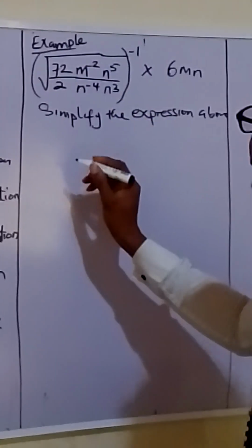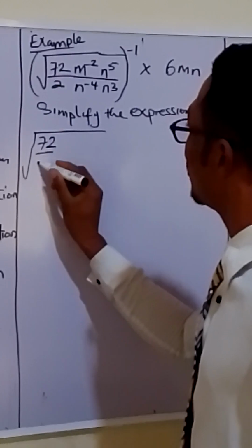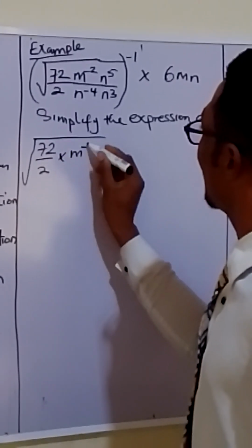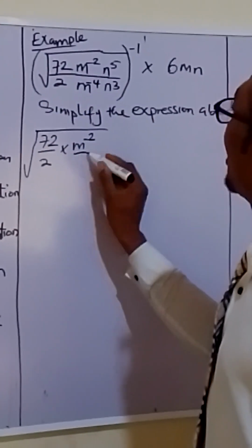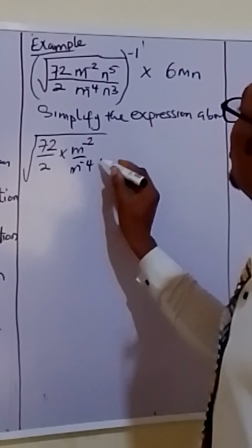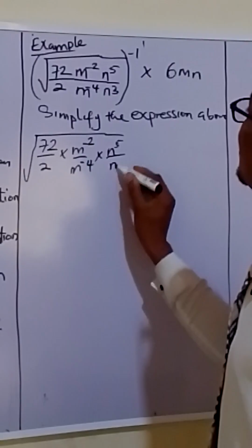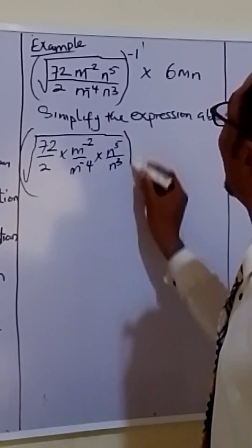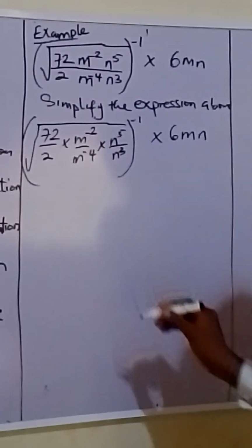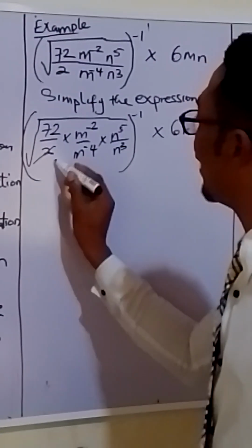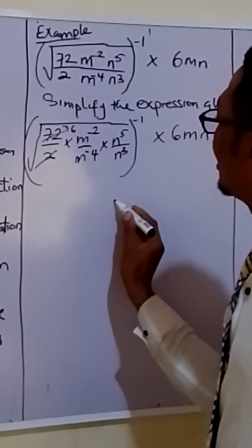What do we do? We start from the bracket. We will have the square root. Let's separate 72 over 2 times m raised to the power minus 2 over m raised to the power minus 4 times n raised to the power 5 all over n raised to the power 3. All of them are still raised to the power minus 1, and we are still multiplying 6mn. So having done it like this, 2 will divide 2, and 2 will divide 72 to give you 36.